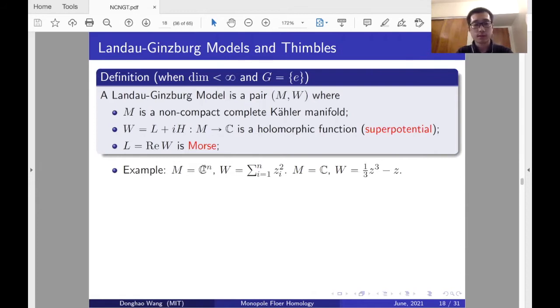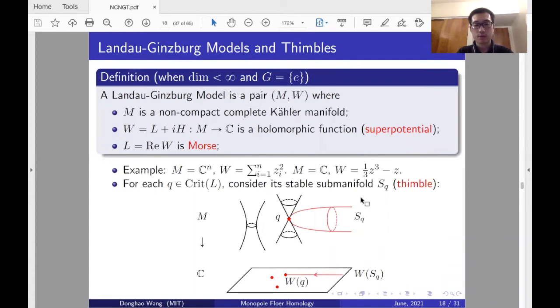The simplest example is when M is C^n and the superpotential is the sum of squares, then the origin is the unique critical point. The second example is when M is C and the superpotential is a polynomial function. The only requirement is the derivative of W has only simple roots. And here I'm writing down an explicit cubic polynomial.